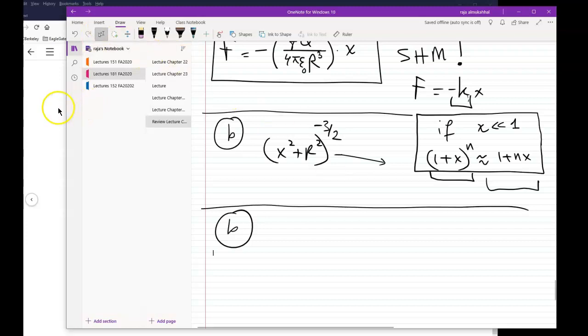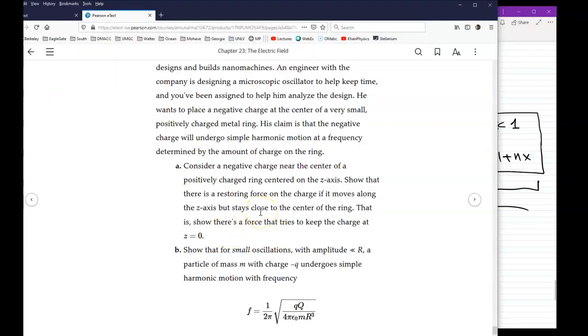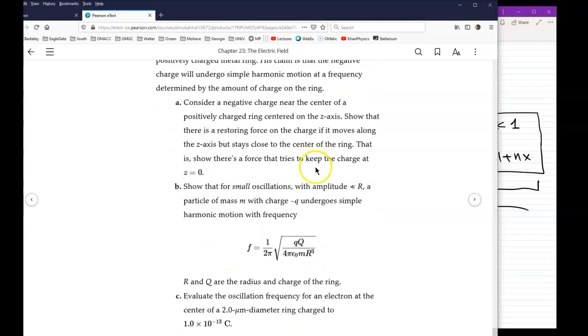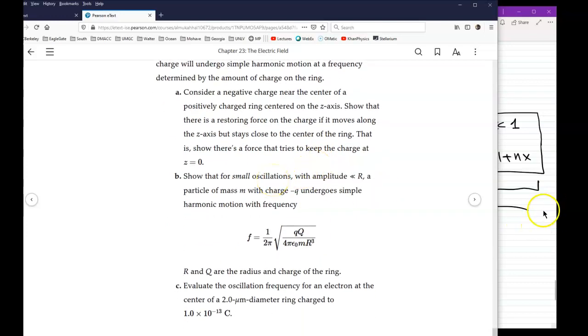Now, part B says, show that for small oscillations, which is what we have proven, with amplitude much less than R, which is the value of x, a particle of mass m and charge negative q undergoes simple harmonic motion with the frequency. Basically show that the frequency is equal to that. Show that this is the frequency.